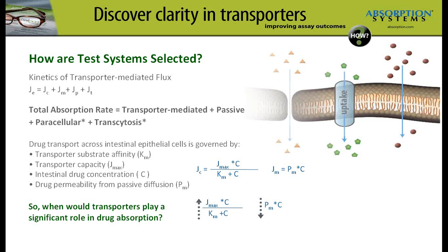So when the compound happens to be the substrate of the transporter, the carrier-mediated transporter component will dominate all the other components. The compound will show a transporter-specific property. Well, if the compound has a really high passive diffusion, then this component will stand out, and all the other components will become less relevant.